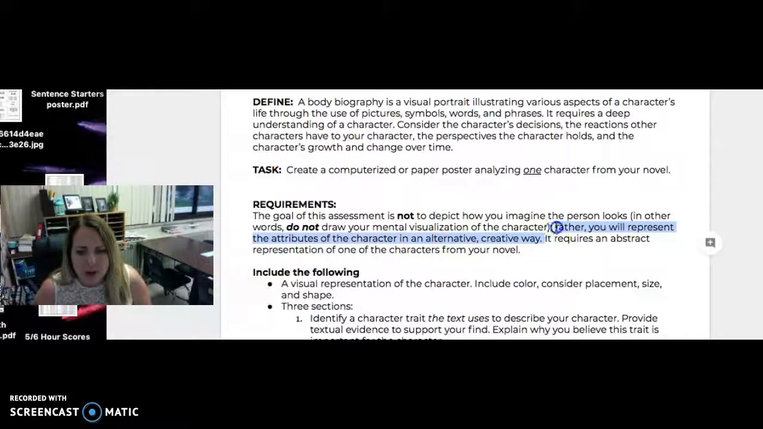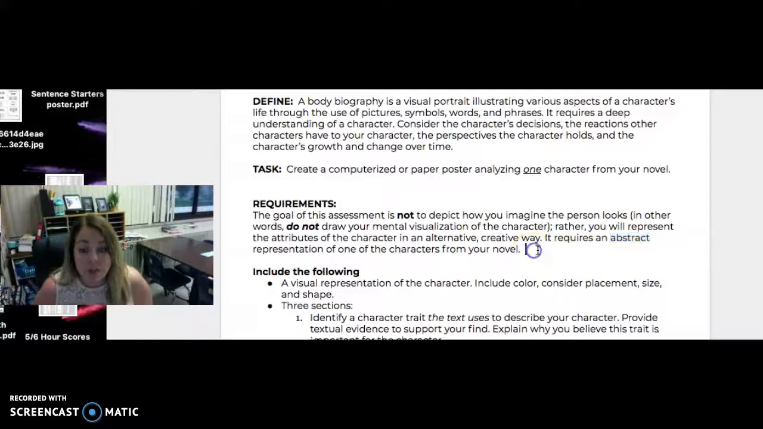Oh, that's a lot to think about. I need to stop and break this down and think through what this means. Okay, what is an attribute? What's alternative? Go through and think that out. Okay. It requires an abstract representation of one of the characters from your novel. Abstract. I've heard of like abstract art before. Is this kind of similar? Like it's going to be something that doesn't look exactly like the character, but pieces of it have some sort of symbolic meaning? I don't know. I'm going to write this question down too on my Post-it note, right?